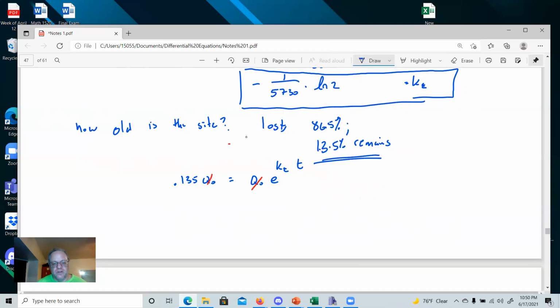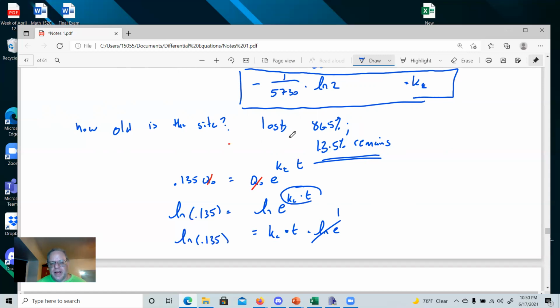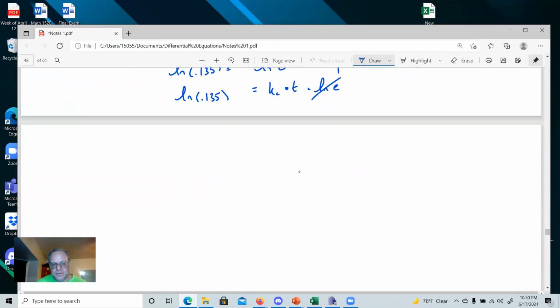We're going to take natural logs of both sides. We have the natural log of 0.135, I'm sure that's a delightful number, is equal to the natural log of e to the k sub c times t. And this bit comes down in front: k sub c times t times the natural log of e, but we know the natural log of e is 1. It's equal to the natural log of 0.135. And then t is equal to natural log of 0.135 divided by k sub c.